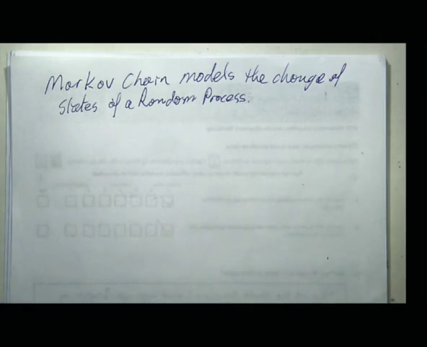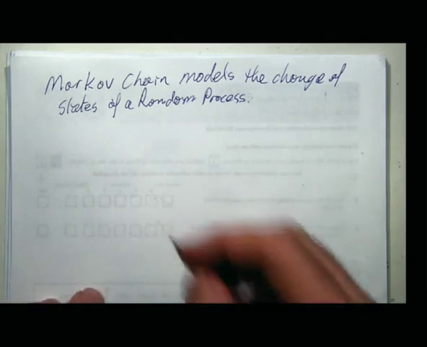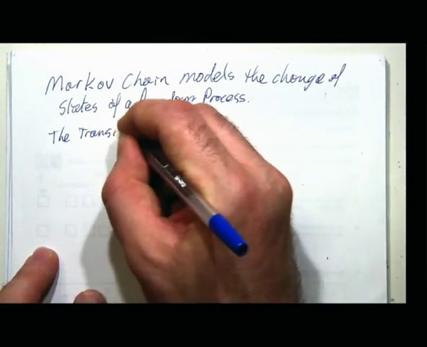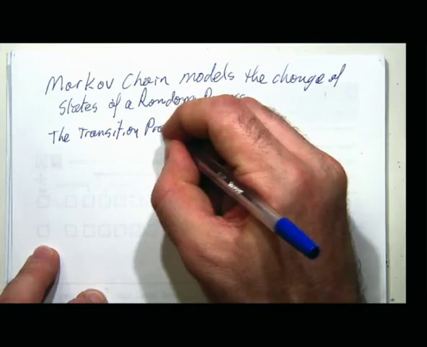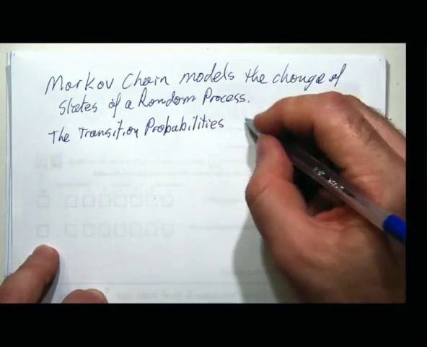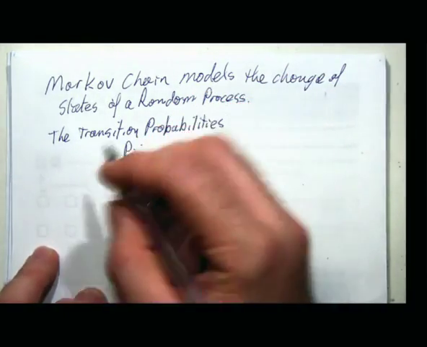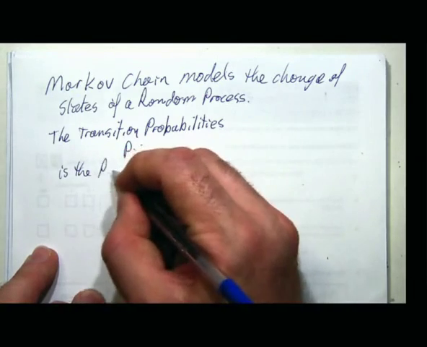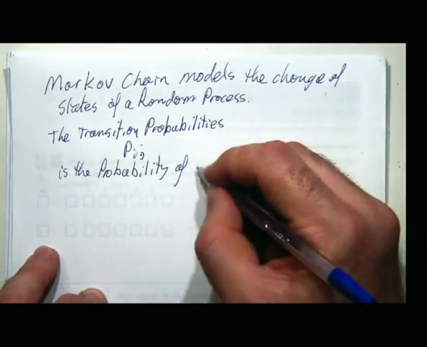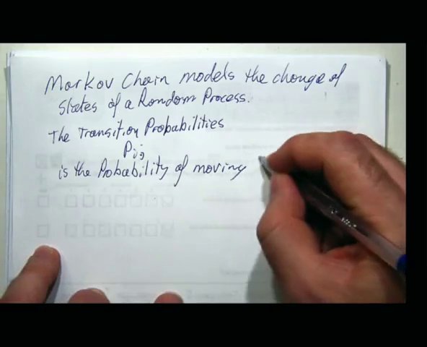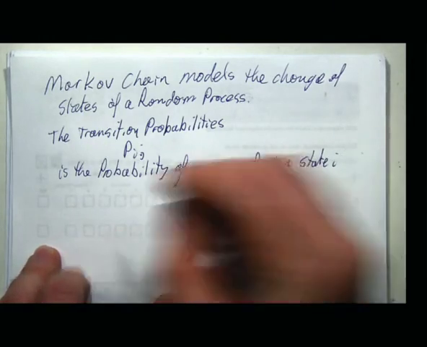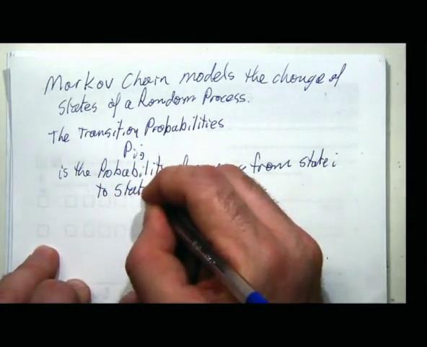So what we're going to do is create a transition matrix. We're starting with the transition probabilities. So Pij is the probability of moving from state i to state j.